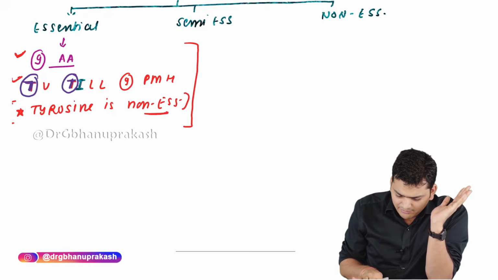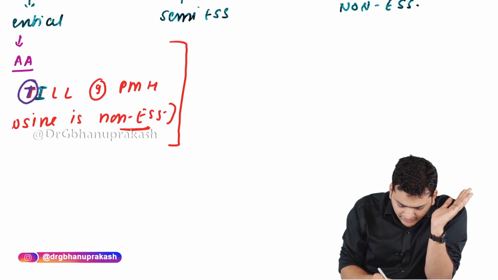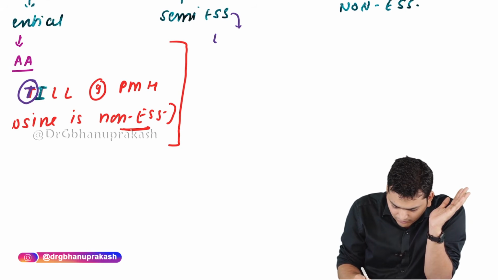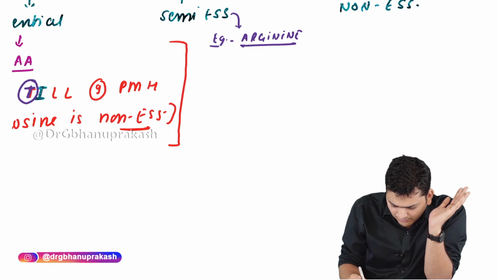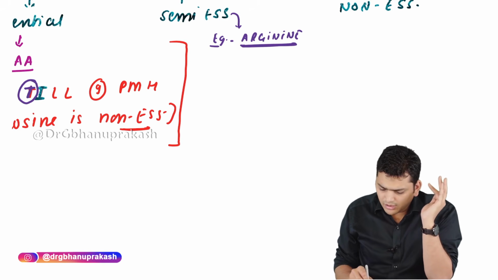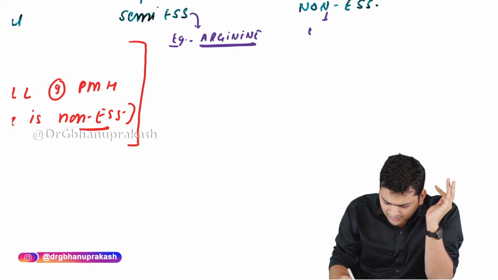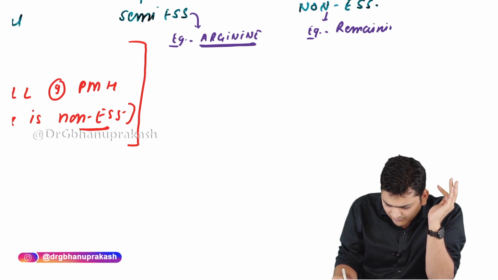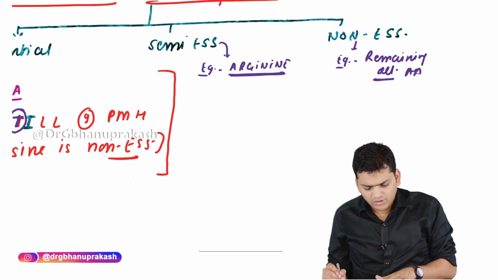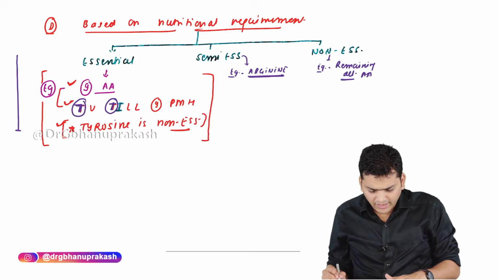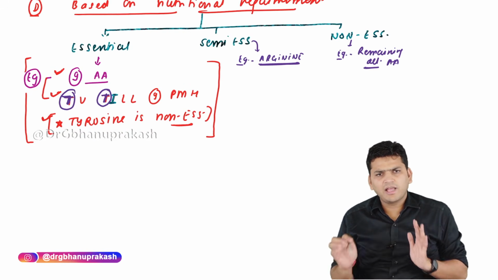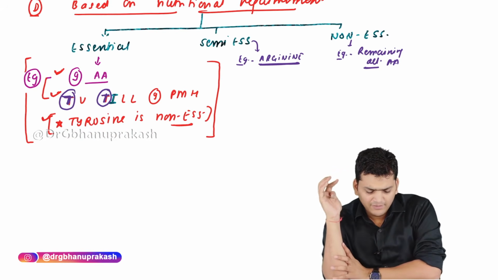Now coming to the semi-essential category, the only example that we have to keep in mind is arginine. The third category is non-essential. The examples are all the remaining 12 amino acids, which are going to be non-essential. So we have the essential, semi-essential, and non-essential.